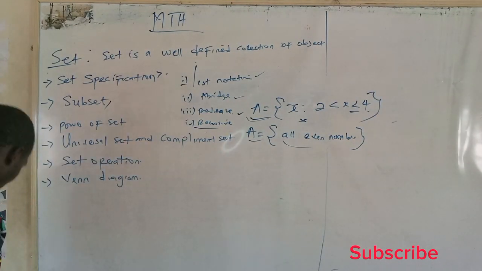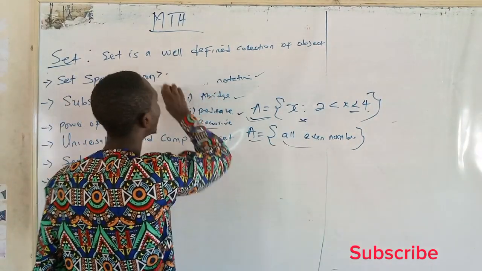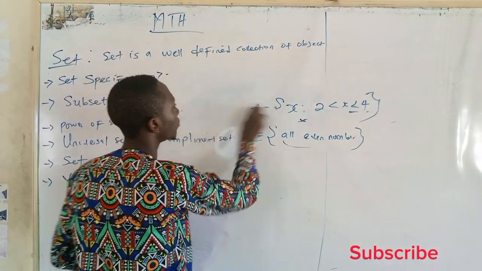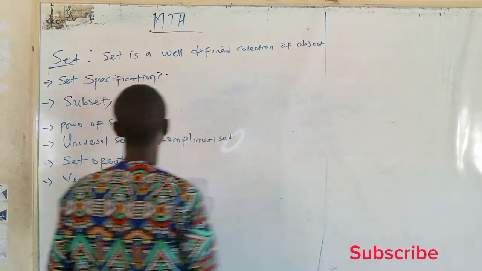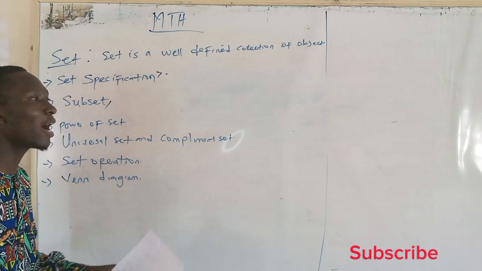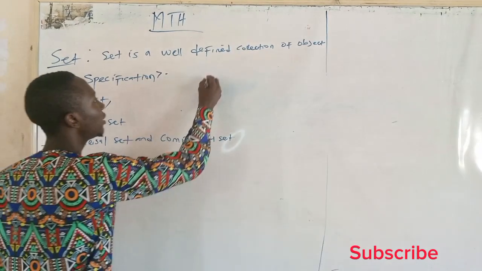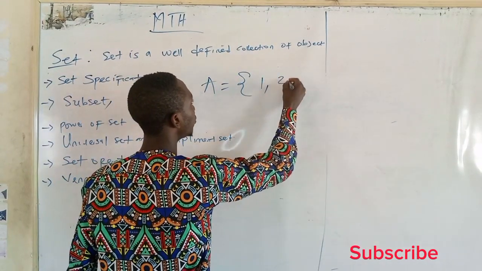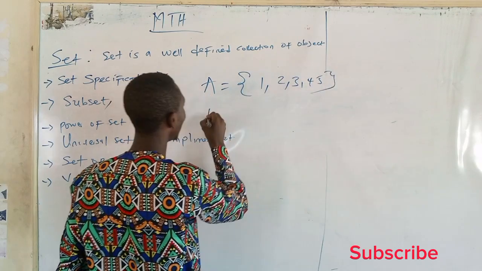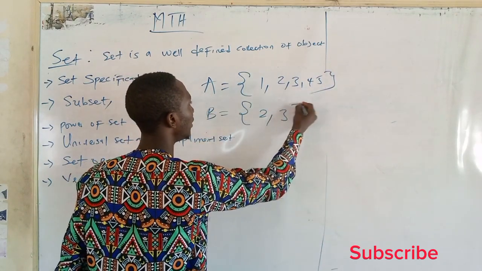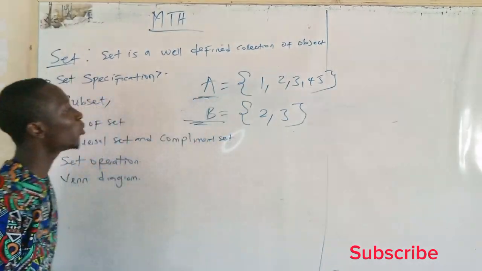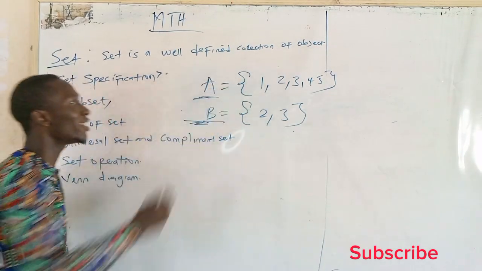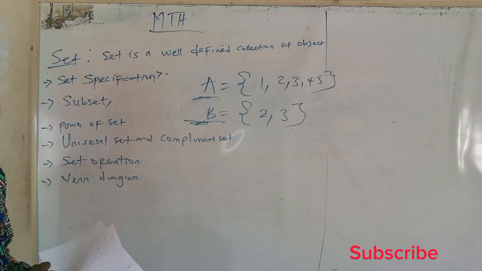Now the next part is subset. A subset is just a set under another set. For instance, if you have set A to be 1, 2, 3, 4, 5 and set B to be just 2 and 3, are we together? Now look at this set B. It is under A. You can find B in A. So B is a subset of A. So that's just the meaning of subset. Please take note of that.